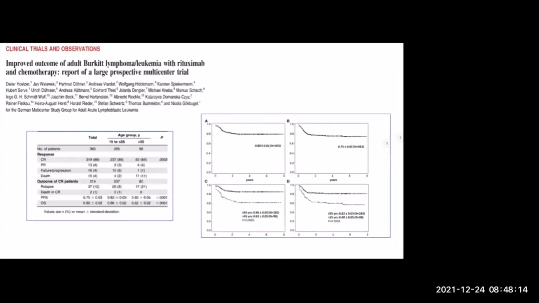So coming to our favorite protocol, the GMALL protocol in Burkitt's lymphoma, we'll discuss its data. The previous GMALL and BFM group protocols used methotrexate at almost 5 gram per meter square, which had higher toxicities. This is a single arm study that tried to improve by reducing the dose of methotrexate to 1.5 gram per meter square and also incorporated rituximab. The study was conducted on 363 patients with Burkitt's lymphoma and leukemia. They reported excellent outcomes, with a 5-year PFS of around 75% and OS of around 80%. Patients with age less than 55 years had superior PFS of around 90%, while patients with more than 55 years had inferior outcomes with a 5-year PFS of 60%.